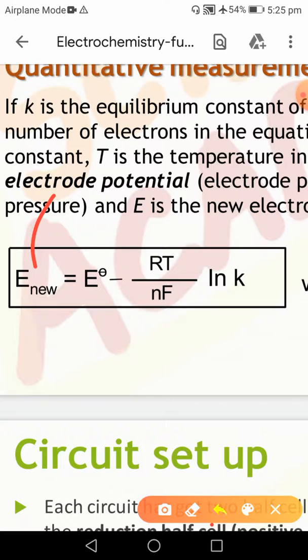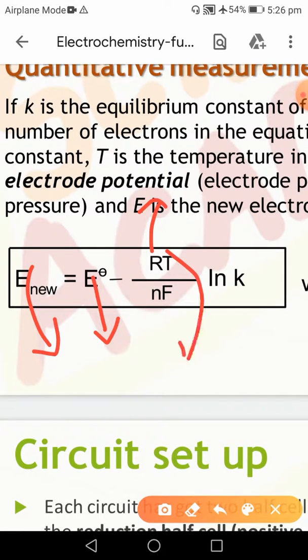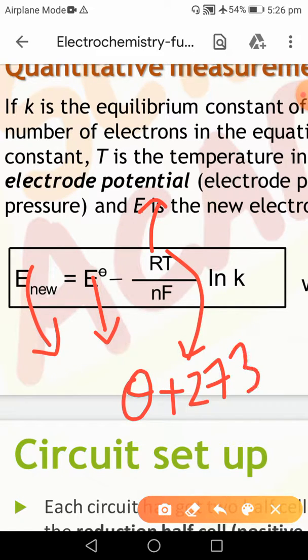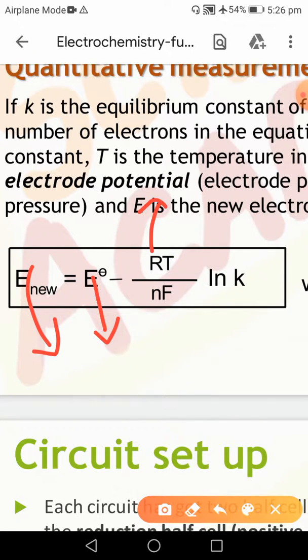In the Nernst equation, E new refers to the new value of the electrode potential, and E naught is the standard electrode potential value. R is the universal gas constant. T is the temperature in Kelvin, calculated as theta plus 273. And N is the number of electrons in the electrode equation.